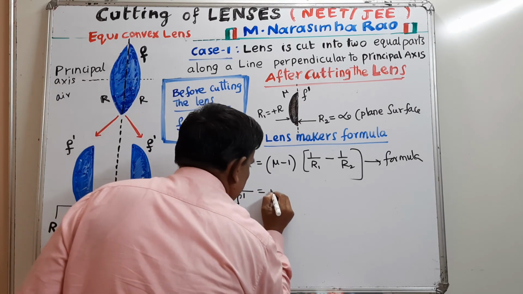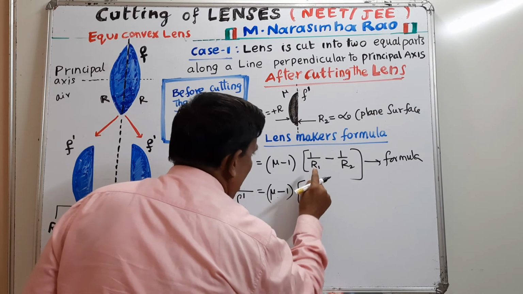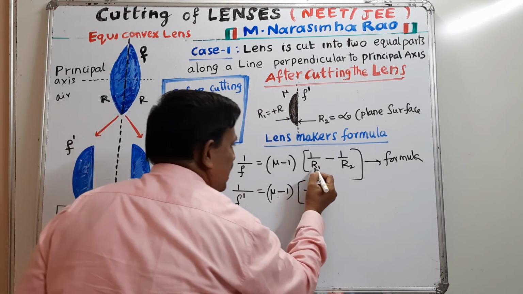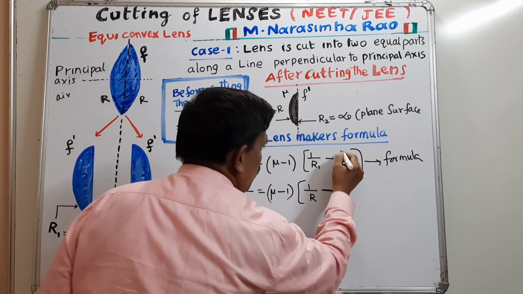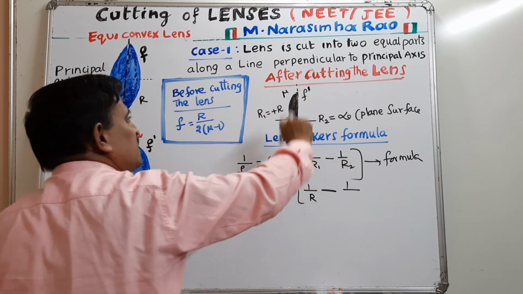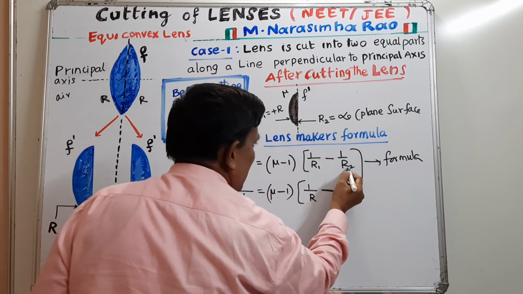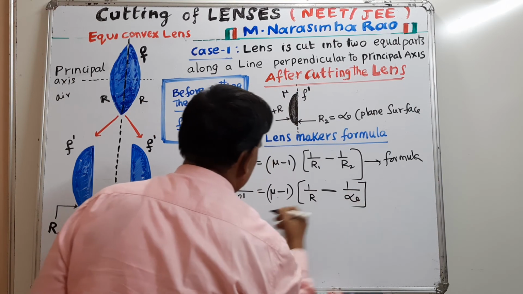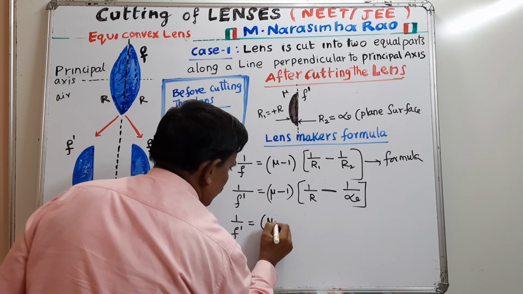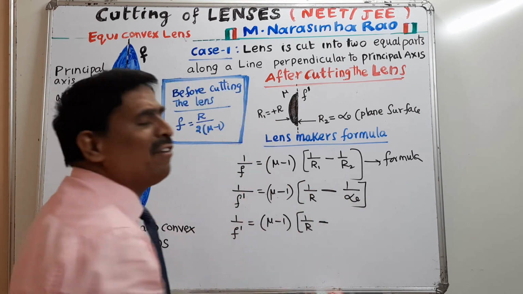Mu, the refractive index of the material of the lens, minus 1, by R1. The radius of curvature of the first surface is plus R, minus 1 by R2. For the plane surface, the radius of curvature is infinity. So 1 by F dash is equal to mu minus 1 into 1 by R minus 1 by infinity.